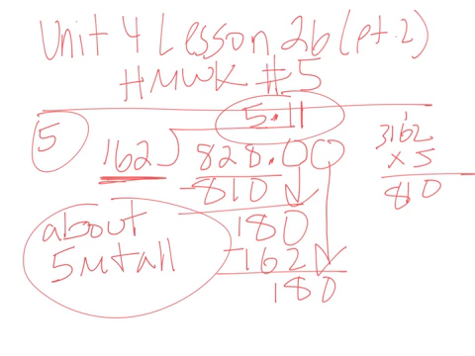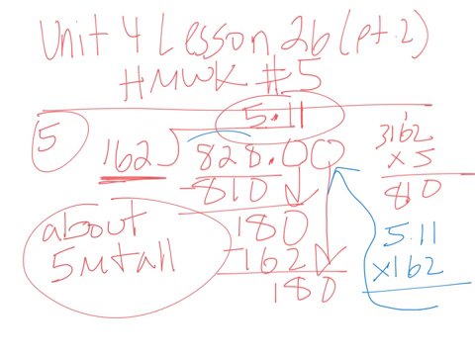Now, we also talked in this lesson about using multiplication to check our answers. If I were going to do that, I would take my answer, 5.11, and I would multiply it by my divisor, 162. And if I did it correctly, when I got my answer, it would equal this number. And when it says in the directions to do that, the students must check with multiplication.